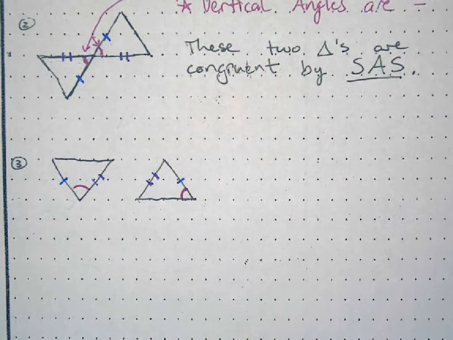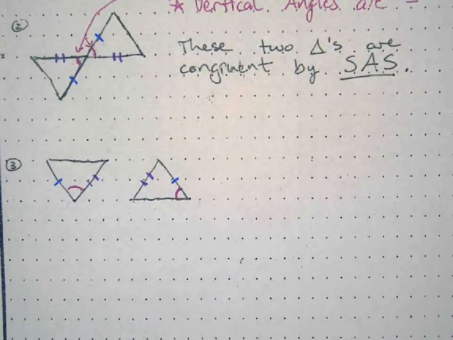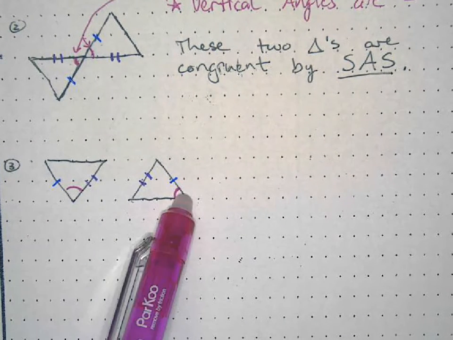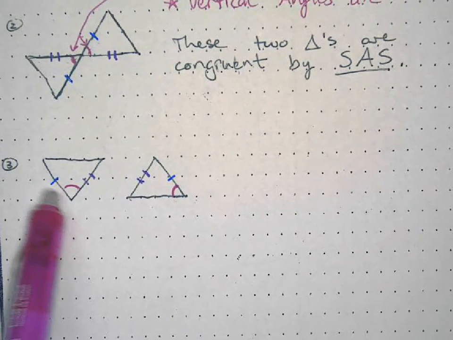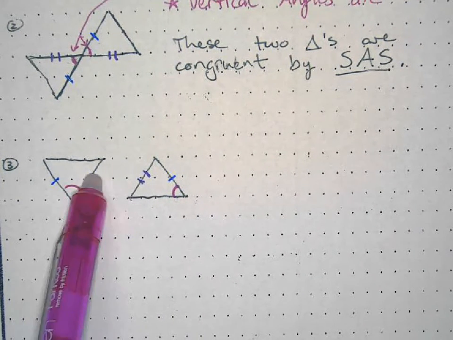Now for this one, we have to say that these are not congruent. We do not have enough information to say these triangles are congruent, because the location of my congruent angle is not in the proper location. So on this left-hand triangle, I have side, angle, side. The angle's in between the two sides.